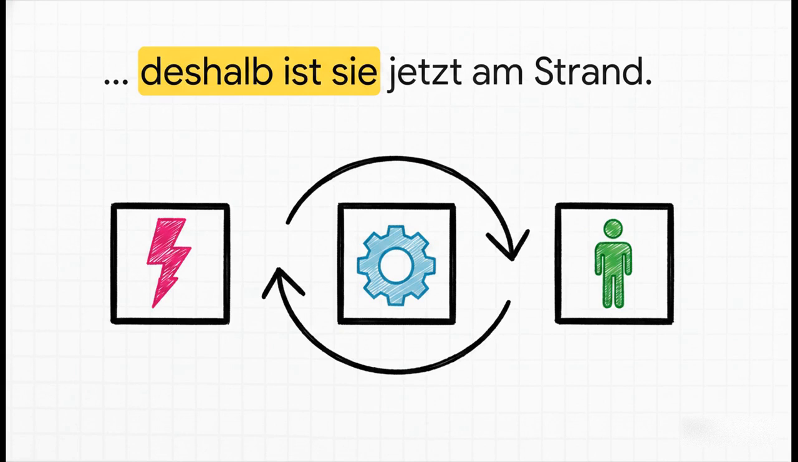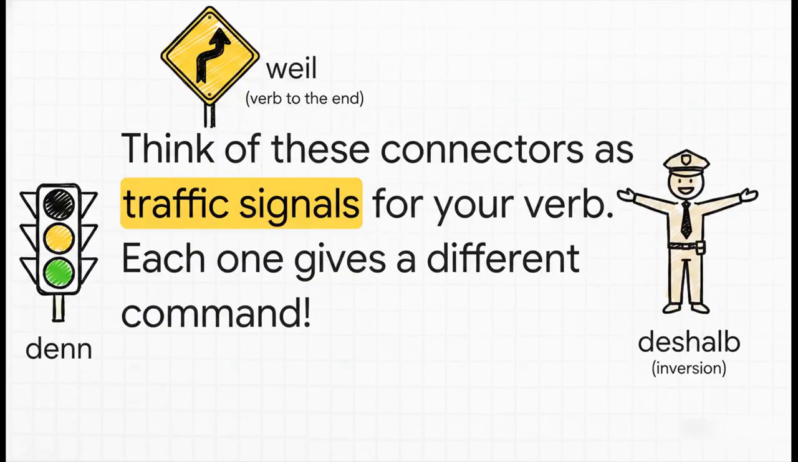What is the secret? Well, here's the secret. You need to stop thinking of these as just words and start seeing them as traffic signals for your verb. Seriously. Each type of connector gives the verb a specific instruction. Denn is like a green light. It tells the verb go ahead, business as usual. Weil is a big detour sign, forcing the verb to take the long way around to the end of the road. And deshalb? It's like a traffic cop, waving the verb into the lane right in front of the subject.